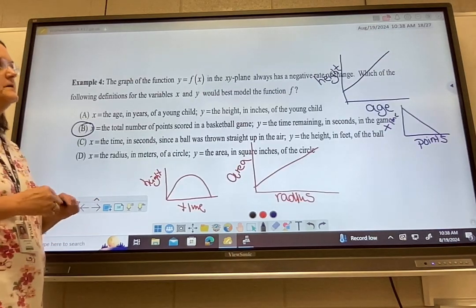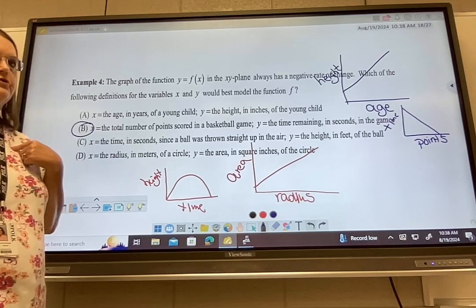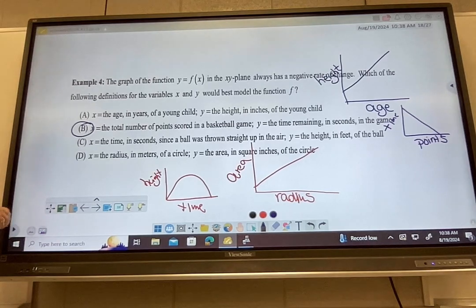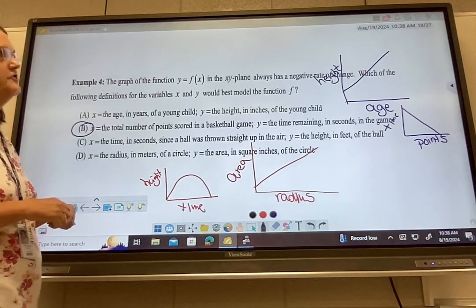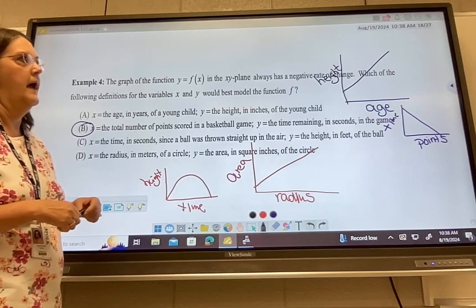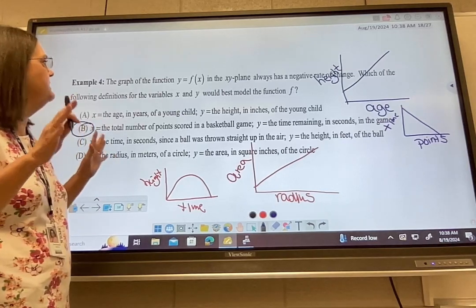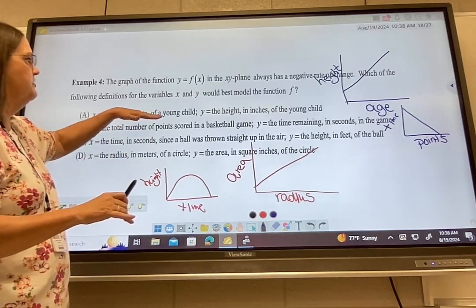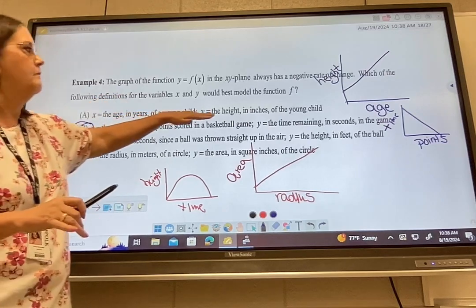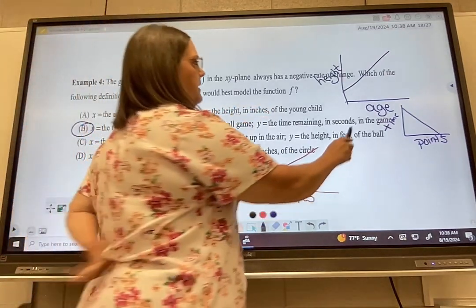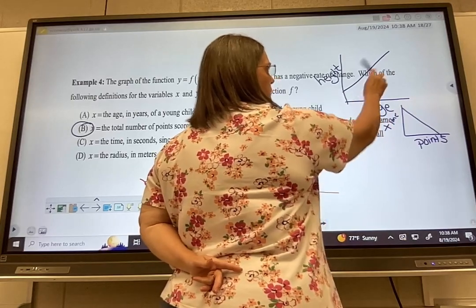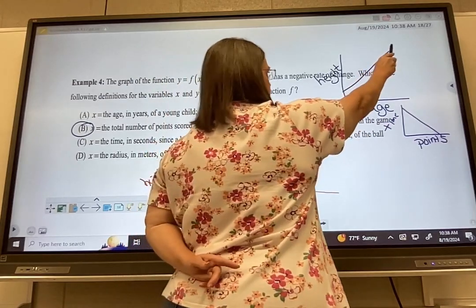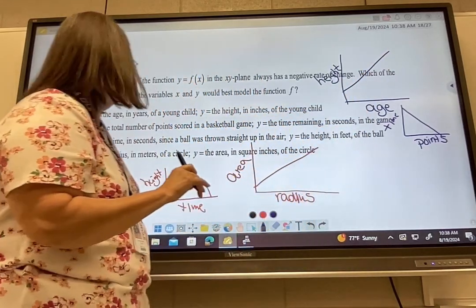All right, looking at this one, this is all words. And I had to draw pictures. That's why you see pictures everywhere. The graph of f of x in the xy plane has a negative rate of change. They're telling you that you are looking for a negative rate of change. Which of the following definitions for the variables of x and y would best model the function? The age in years of a child, that's x, and y is the height in inches. So as a child grows older, they grow taller. So that's going up. So that's not going to give us a negative rate of change.